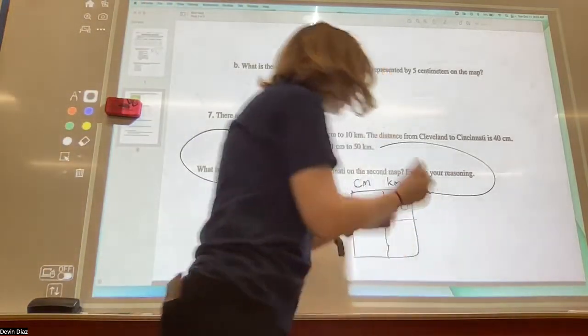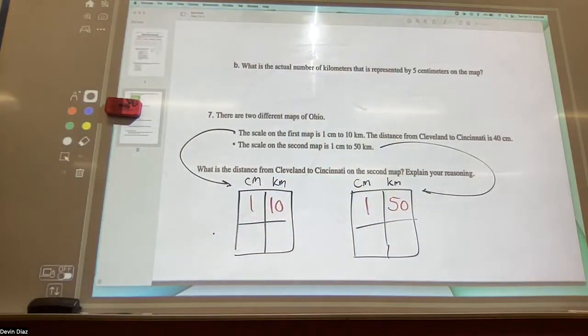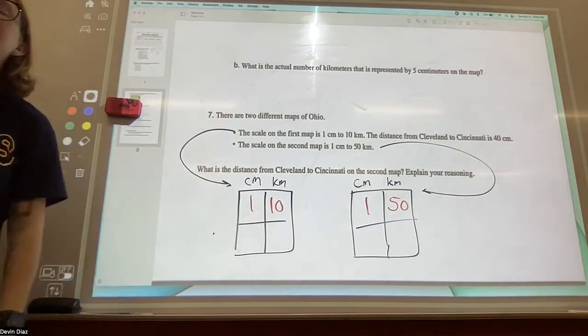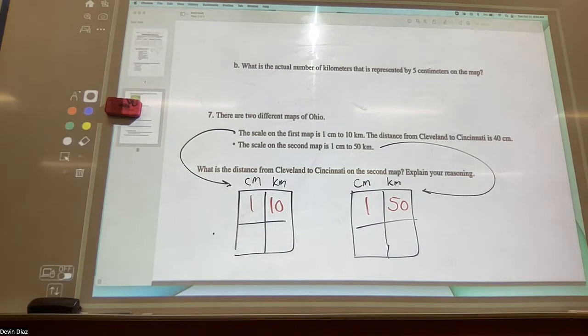1 centimeter, 50 kilometers. Now this is tricky. Which map do you think is actually bigger? The 1 to 10 or the 1 to 50? What do you think is bigger, 1 to 10 or 1 to 50? What do we think? Who can raise their hand and take a guess?